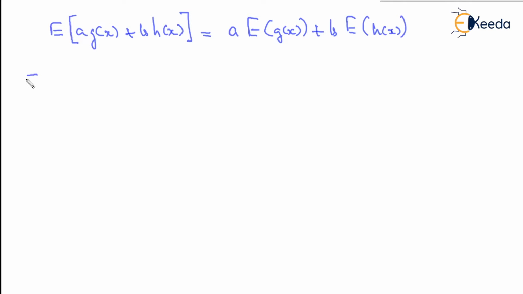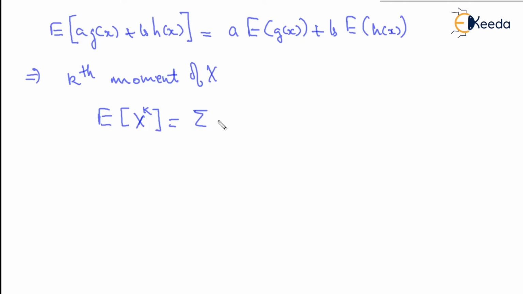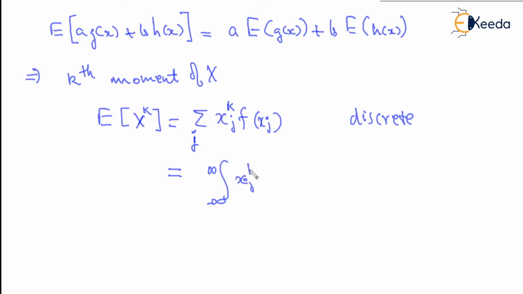Now there is the kth moment of x, and this is given by E of x to the power of k, that is the summation of xj to the power k times f of xj for all j, if it is discrete, and integration from minus infinity to infinity of x to the power k f of x dx for continuous.